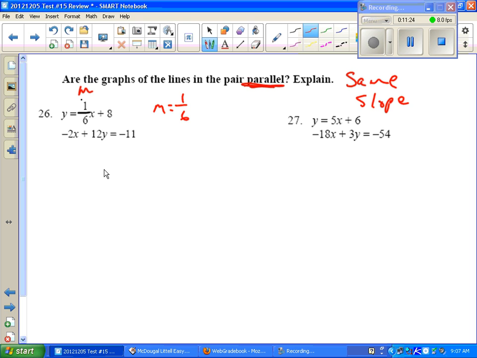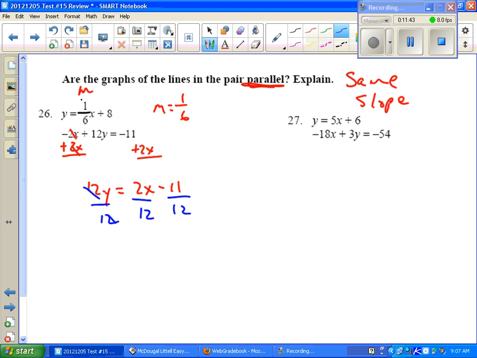Move negative 2x over. That's the same thing as minus 2x by adding it. You add 2x to the left. You have to do it to the right. These will cancel and give you 12y equals 2x minus 11. Get rid of multiply by 12 by dividing by 12. These will cancel. You have to divide these by 12 as well.